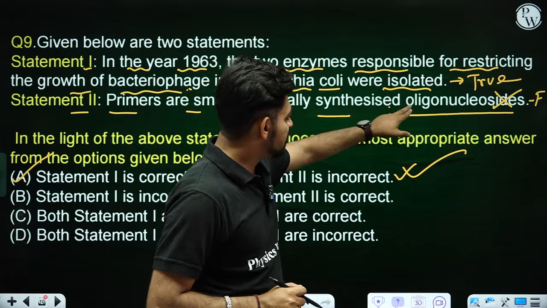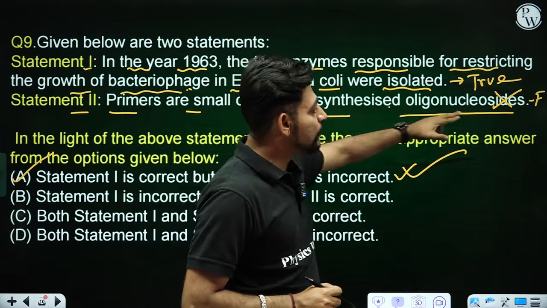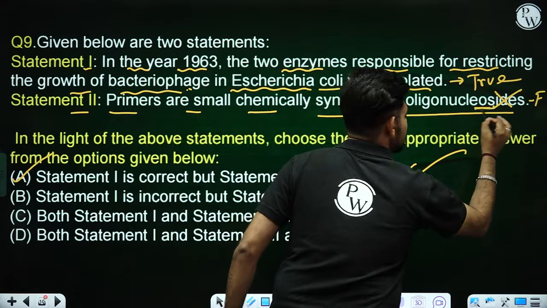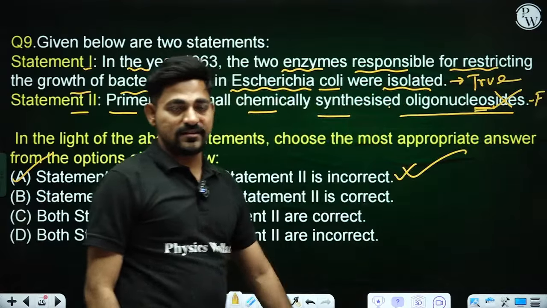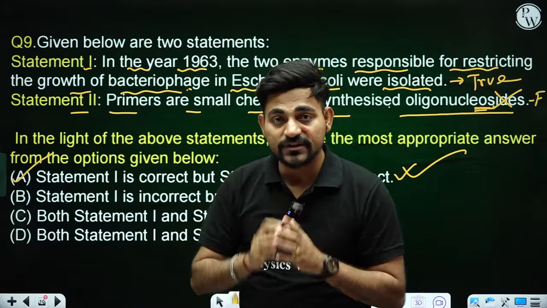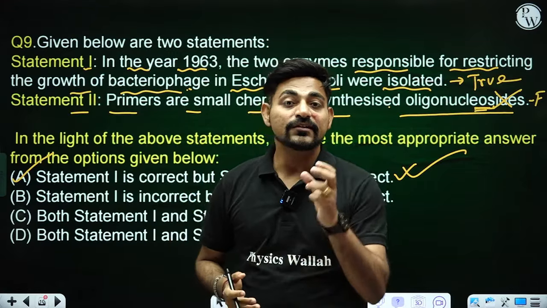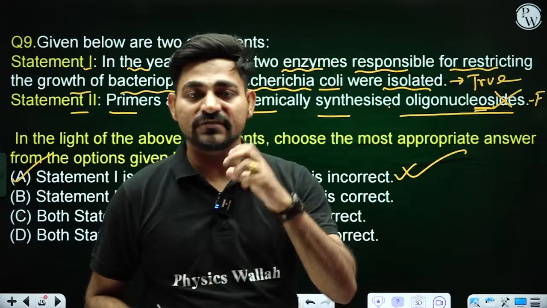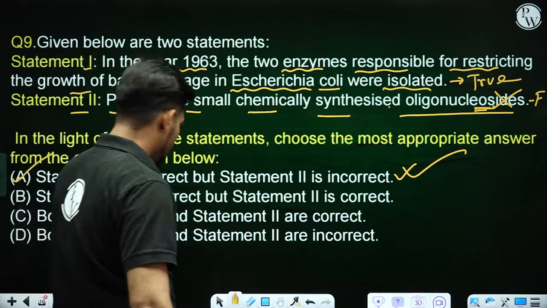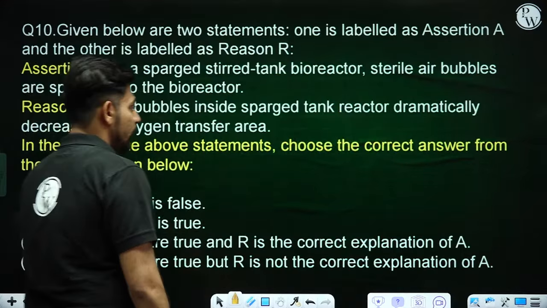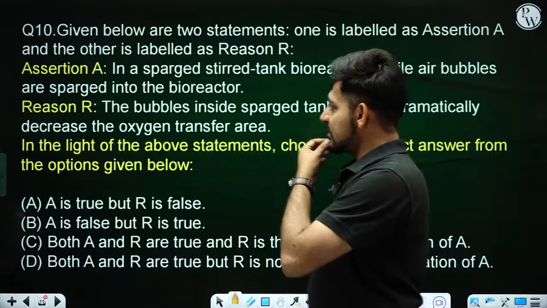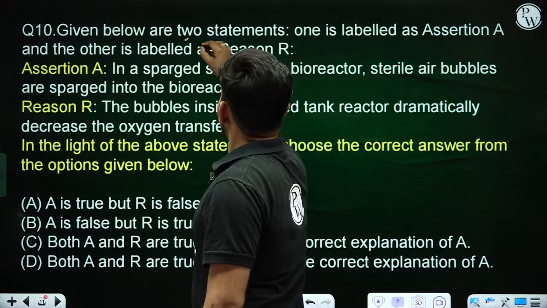My dear students, because these primers are oligonucleotides, right? And it's written here primers as oligonucleoside. So oligonucleoside plus phosphate group, that will make the nucleotide, the building blocks of DNA or RNA, right? That's why statement 2 is wrong. Got it?